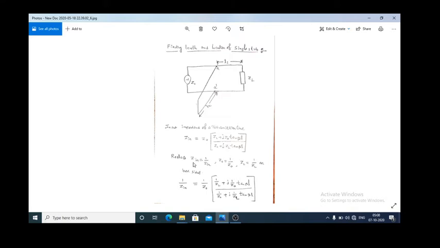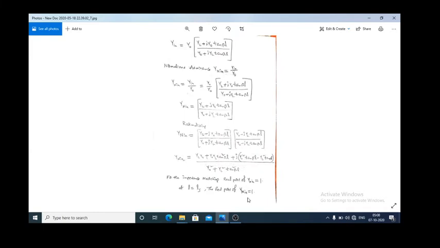By doing this on both sides, the expression does not change. So here Z0 becomes 1 by Z0, and ZL becomes 1 by ZL, giving 1 by Z0 into 1 by ZL plus j 1 by Z0 tan beta L divided by 1 by Z0 plus j 1 by ZL tan beta L. Now 1 by Z is equal to Y, Y means admittance. Now Yin equals Y naught YL plus j Y naught tan beta L divided by Y naught plus j YL tan beta L.